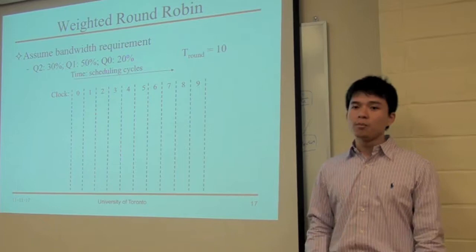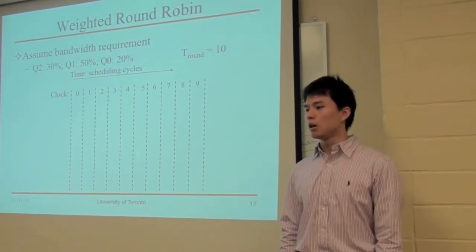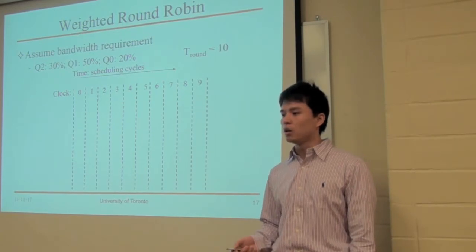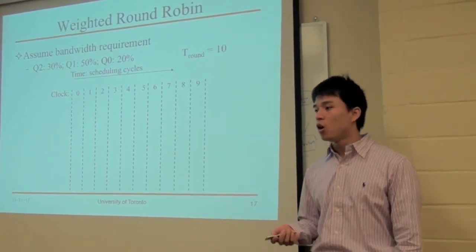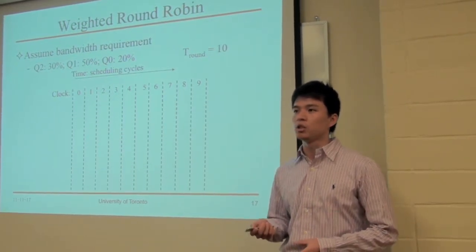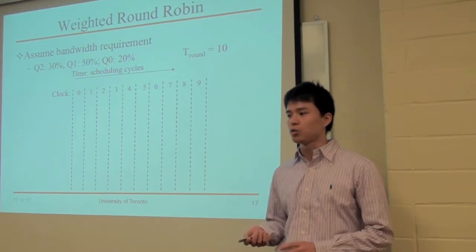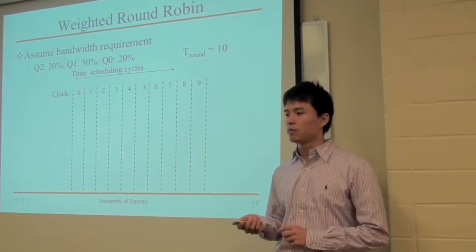So weighted round-robin is very familiar to most of us. Assume there are three ports with different weights in terms of bandwidth. Also assume that the WRR takes 10 cycles to finish each round of scheduling. I would like to illustrate the scheduling process using this figure.